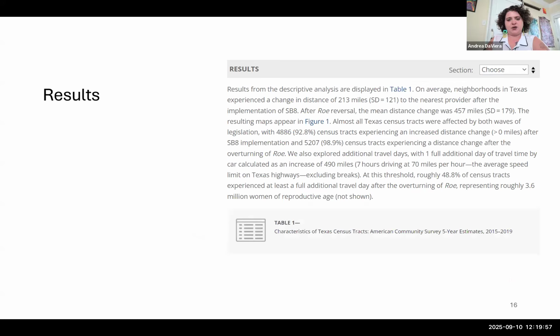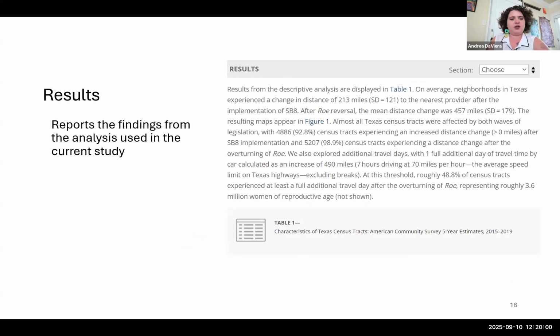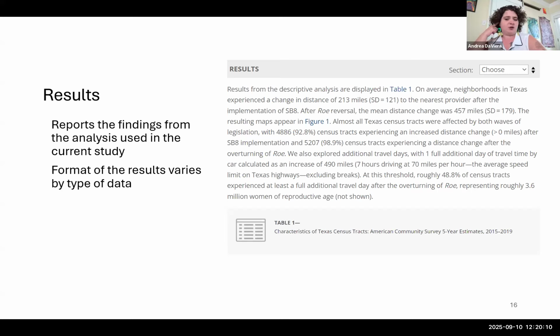The next section is the results. So these give you the reports of the findings from the analysis that is in the current study. Now, results are going to depend on the type of data. So when you're looking at a quantitative paper, your results are numeric. And when you're looking at a more qualitative paper, your results are qualitative. So it would be more like long written paragraphs describing themes in a qualitative report versus statistics summarizing the data from a quantitative report.